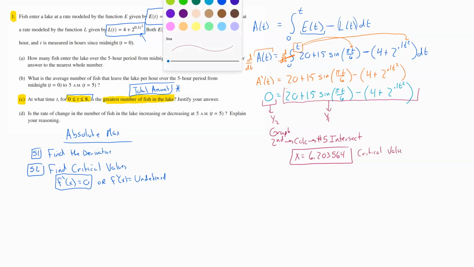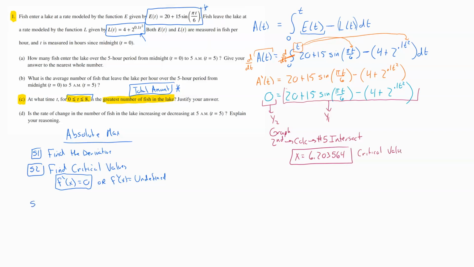Then after that, step 3 of our process when we're doing absolute max-min, this is what sets it apart from a first derivative test, is we just want to plug in all of our critical values and those endpoints back into the original function. And whichever one has the largest y value out of that group, that's going to be where our absolute max is happening, and that will be telling us where we have the largest amount of fish.